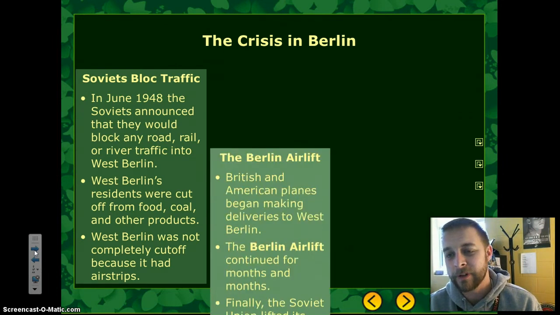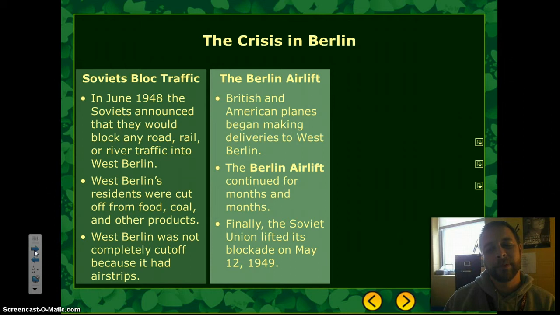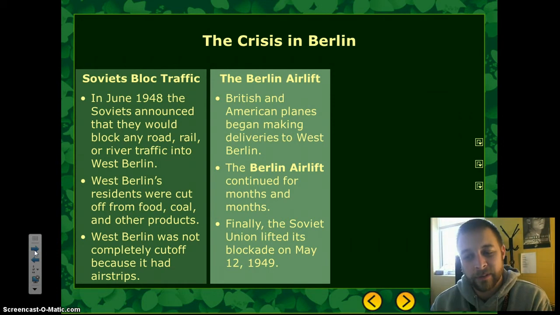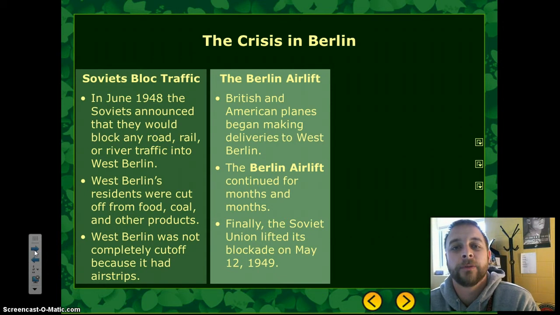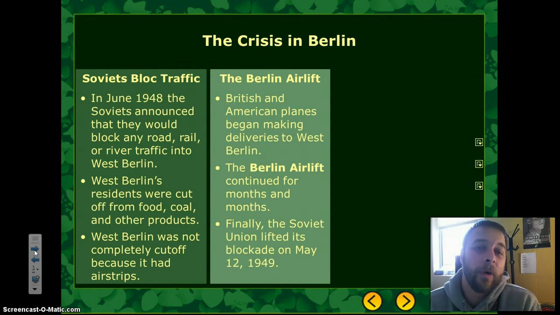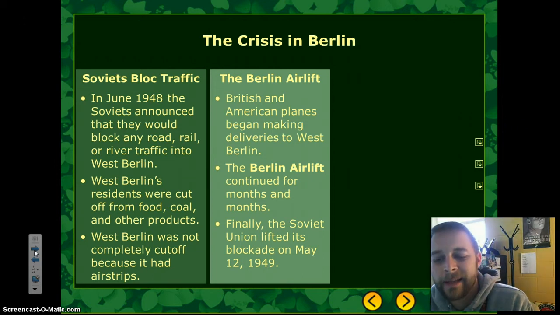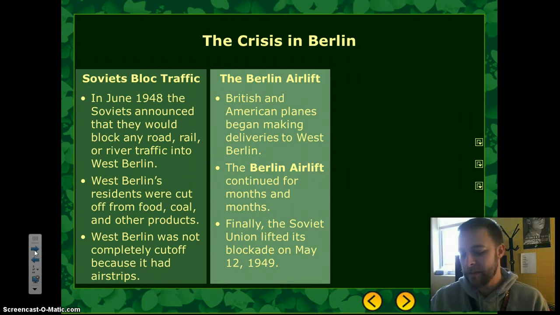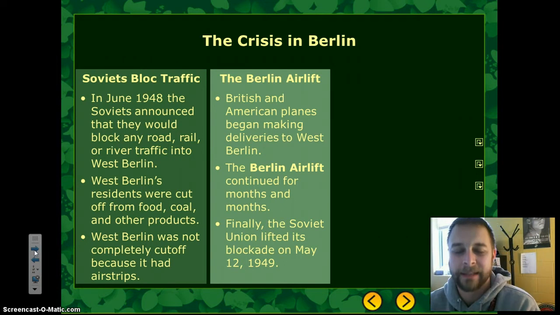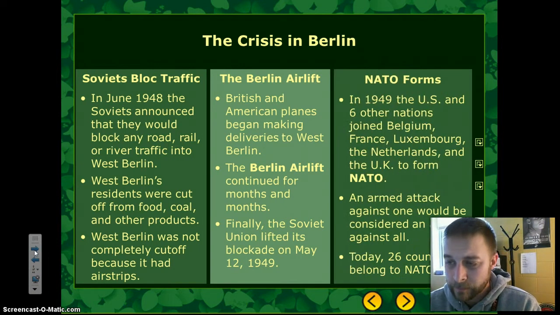But it still had airstrips. And what happens is British and American planes begin making air deliveries into West Berlin. And for months and months, really for a year, they continue to fly supplies into West Berlin. So even though it's effectively cut off from the land around it, the United States is able to fly in. And Stalin, knowing he's outgunned by the United States, especially with the atomic bomb, doesn't want to start a war, so they can't really shoot down the planes. And so the Soviet blockade is useless pretty much, and in May 1949, they basically call off the blockade.